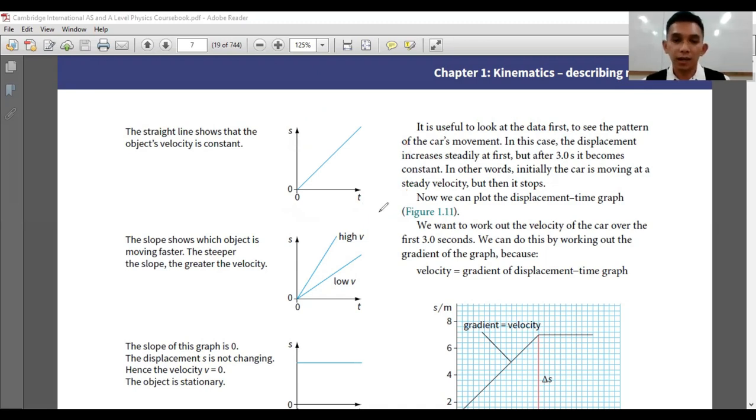Now let us check the second graph. Here, the slope shows which object is moving faster. The steeper the slope, the greater the velocity. So in a displacement-time graph, if the slope of the graph is steeper, like this one, it means that the velocity of the object is high. The steeper, the higher the velocity. Lower slope means slower velocity. That is for the second graph.